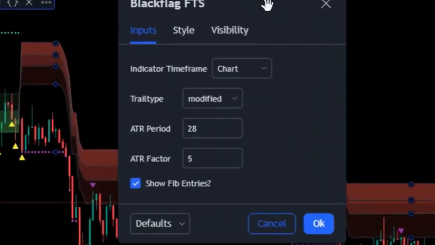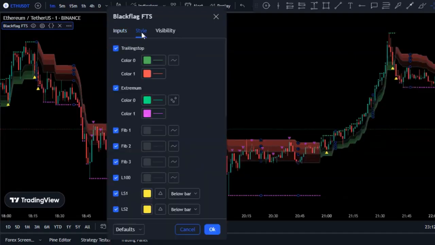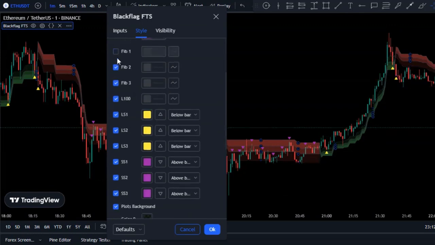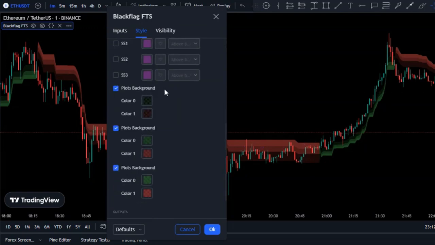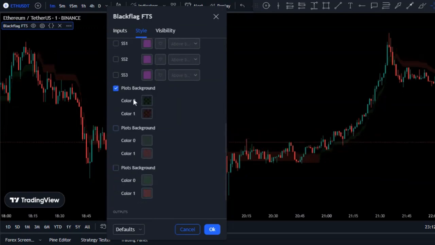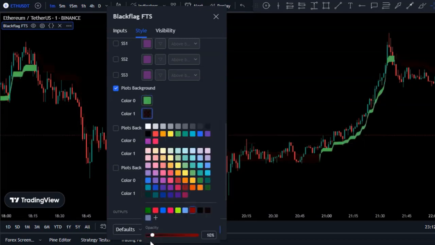So head over to the indicator section and in the inputs tab, change ATR period to 15 and the ATR factor to 3. And next, in the style tab, exactly follow my steps and disable all options except for the first plot. Then change the colors of this plot to green and red respectively.